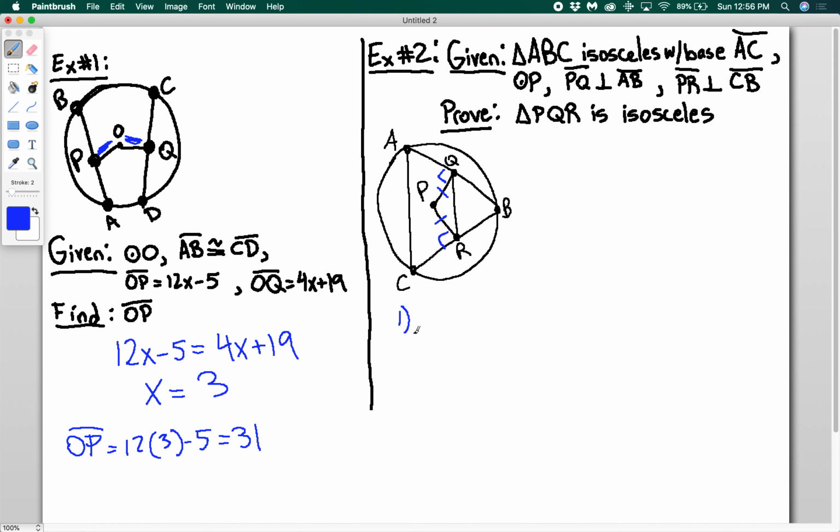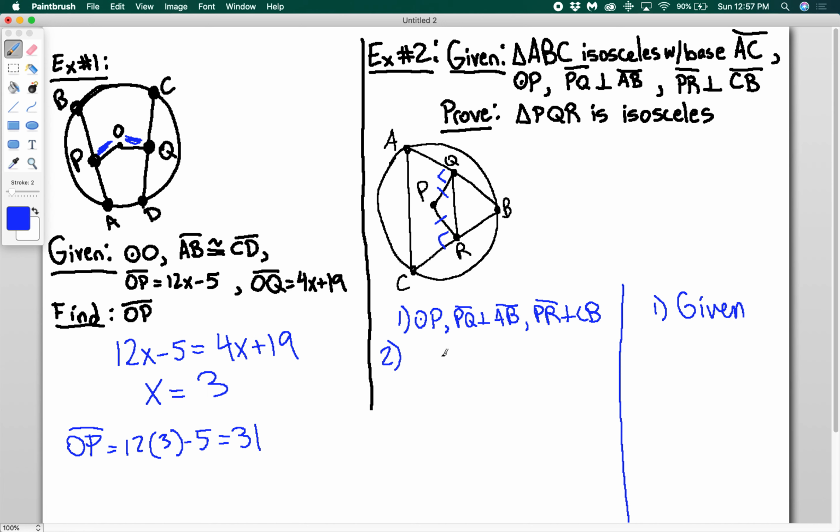The first statement we're going to make is our givens, or most of our givens; we'll split them into two parts. I have a circle centered at P. I know PQ is perpendicular to AB, and PR is perpendicular to CB. The reason is that's a given. Second, I'm going to list the rest of my givens, which is that triangle ABC is isosceles with a base of AC. And that is also a given.